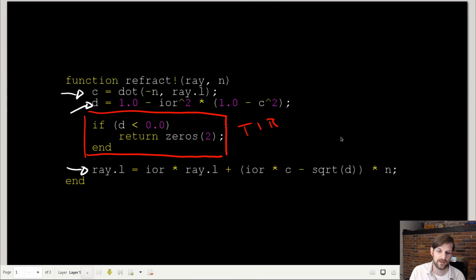Essentially, if this D value is less than 0, we just return a set of zeros. Then in the code, if we know that the refract function is returning a set of zeros, we're simply going to call the reflect function instead on the incoming ray of light.